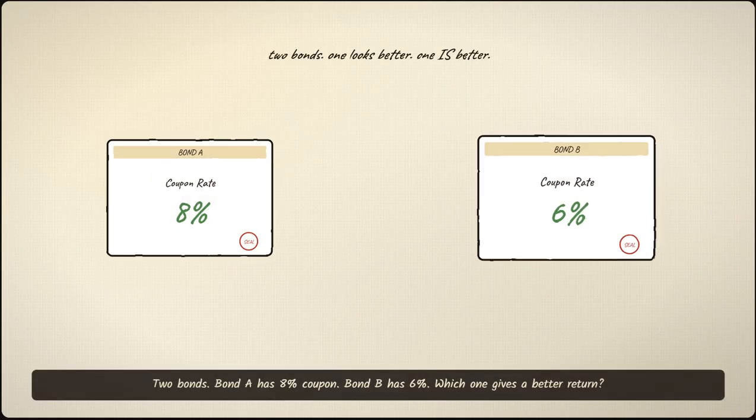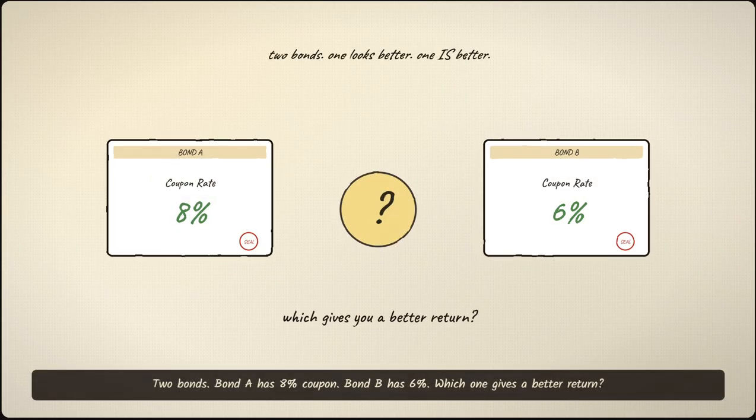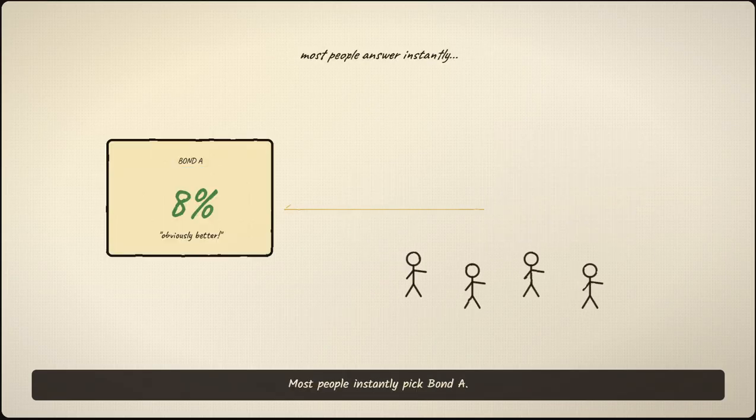Here's a question that sounds simple but trips up most investors. You have two bonds in front of you. Bond A has a coupon rate of 8% and bond B has a coupon rate of 6%. Which one gives you a better return? Most people immediately say bond A.